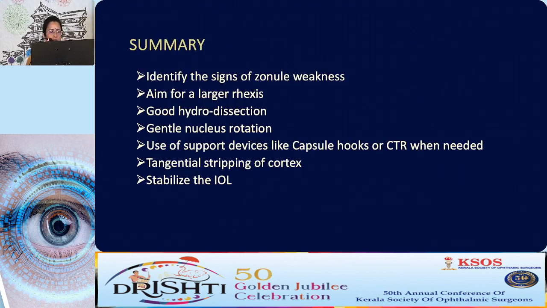So to summarize, you should identify the signs of zonular weakness and you should aim for a larger rhexis. You should have a good hydrodissection and you should rotate the nucleus gently. You should always use support devices like capsule hooks or CTR when needed. And tangential stripping of cortex is preferred. And you should stabilize the IOL with either CTR or sutured CTR or by IOL trap technique.